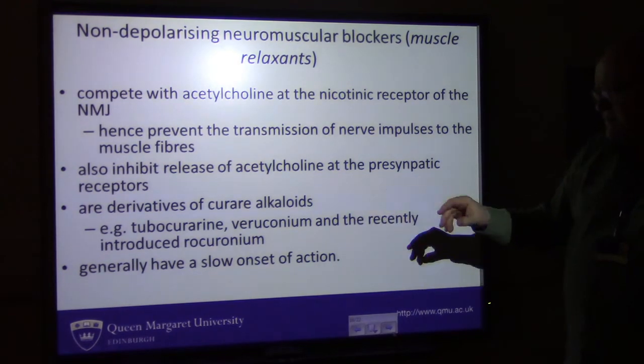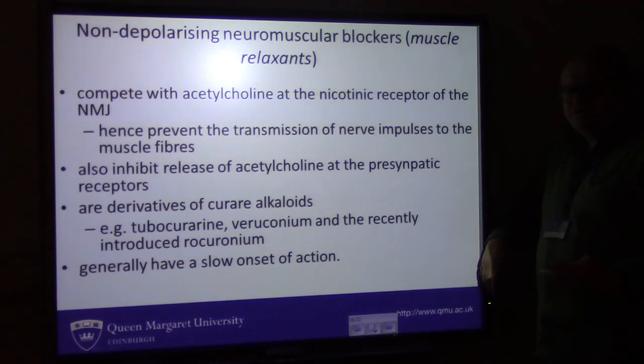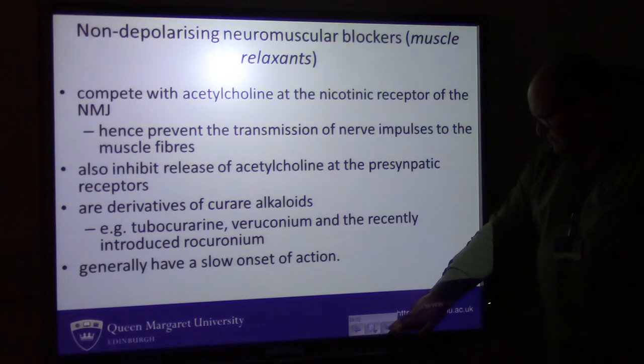So there's a similarity in the name. These have a relatively slow onset of action though, so they need to be taken in advance of when you actually want the relaxation to happen.